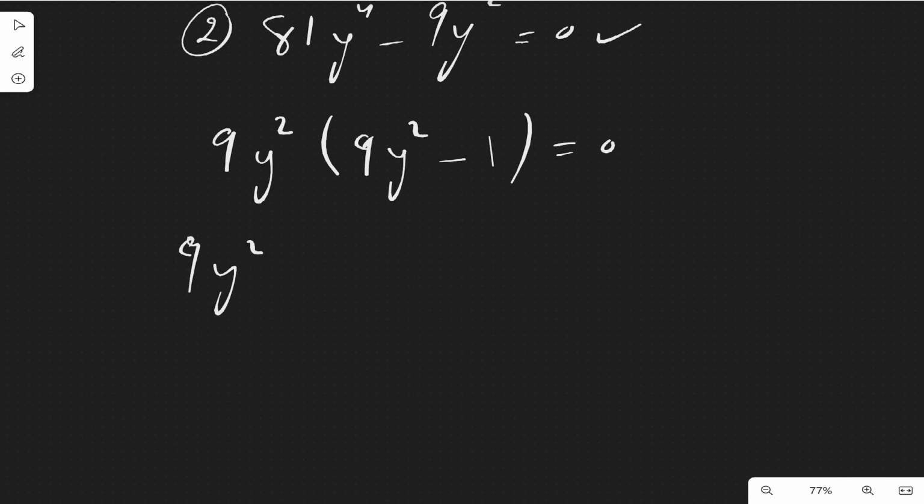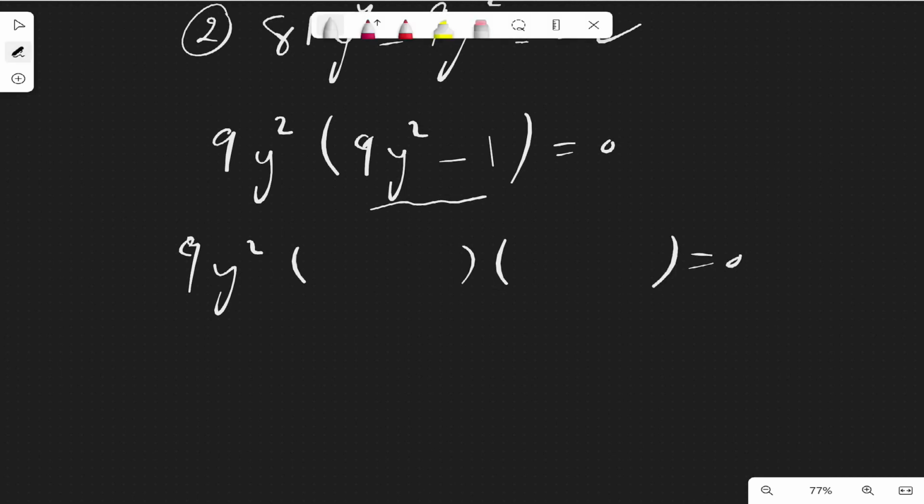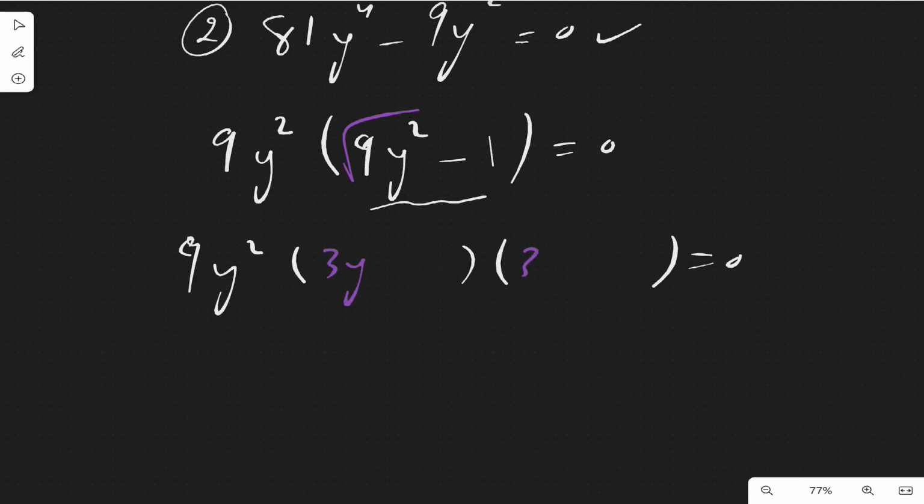9y2. This is a difference of two squares, open two brackets, equal to 0. The square root of 9y2 is 3y. The square root of 1 is 1. One of them minus and the other is plus.